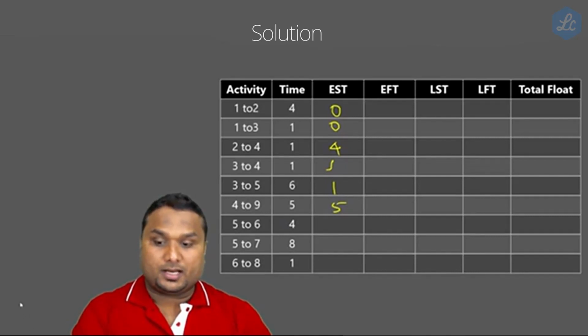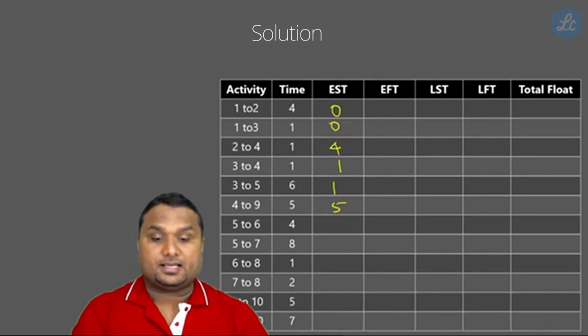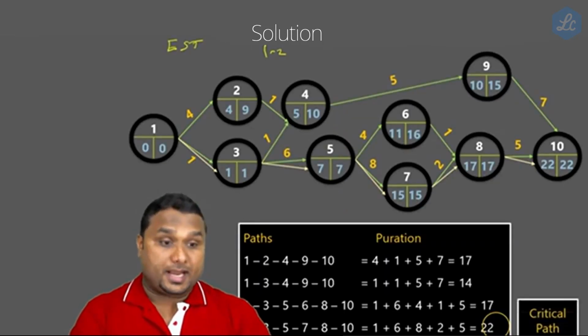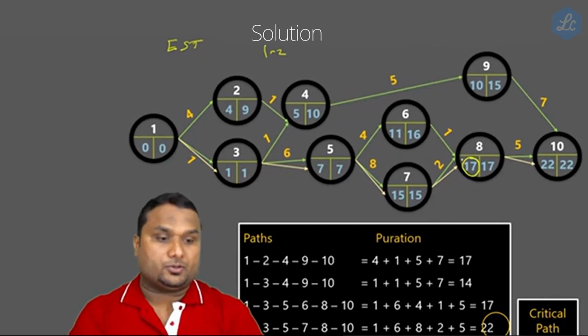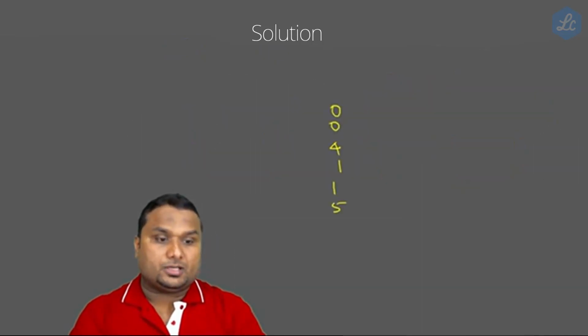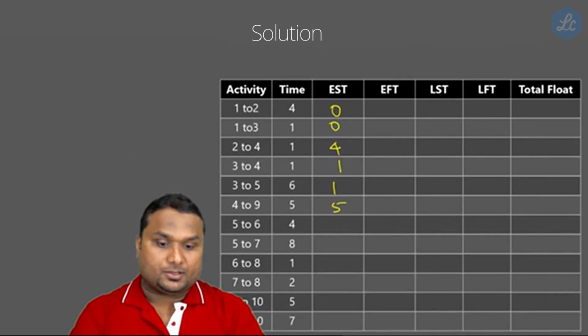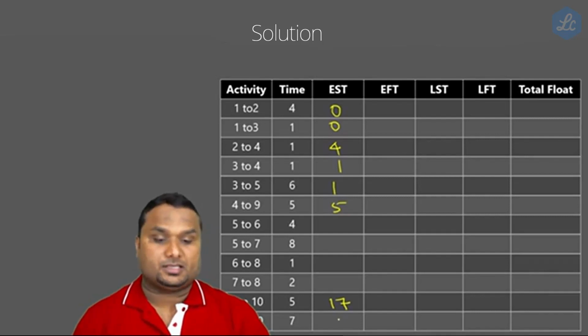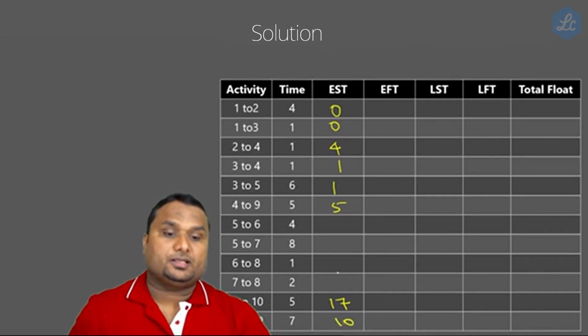Now hope you all understood how to find out the earliest starting time. Now, if someone asks you what is the EST of 8 to 10, go to the diagram. 8 to 10 is starting from 8, so this is the starting point. So 8 to 10 is 17, and 9 to 10 is 10. This is the earliest starting time. So you can fill the remaining values.